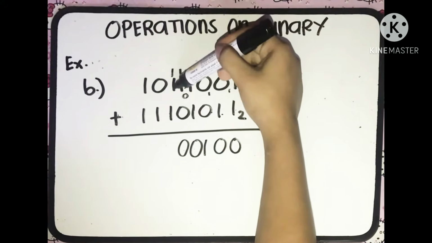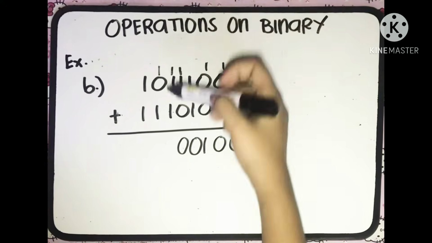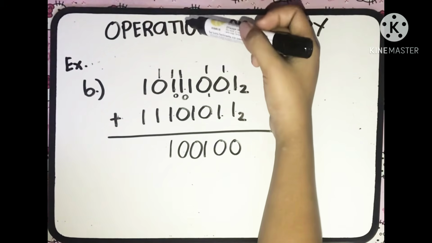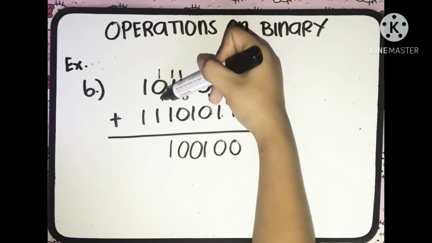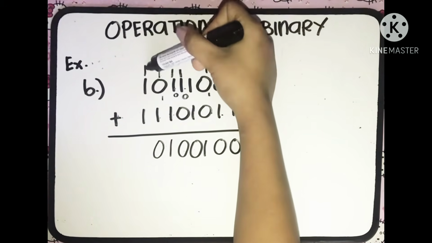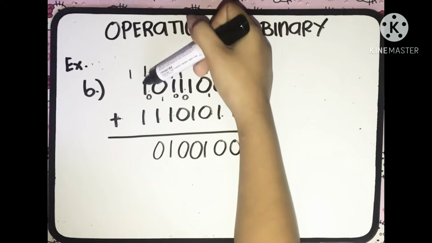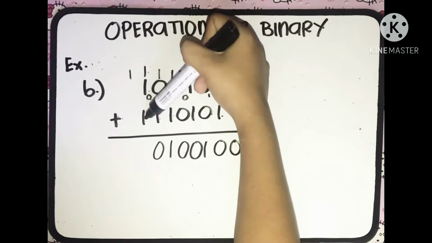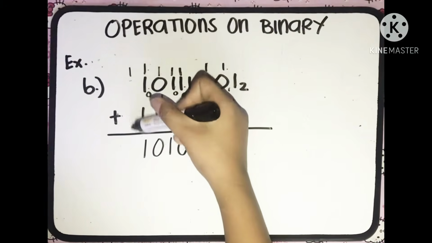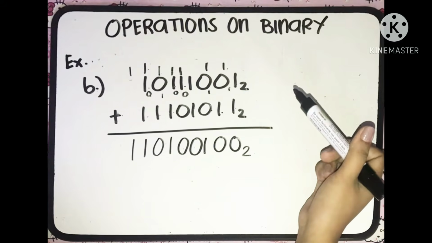Then, 1 plus 1 is equal to 0, carry 1. Then we have 0 plus 1, which is equal to 1. Then, 1 plus 0 is equal to 1. Then 1 plus 1 is equal to 0, carry 1. Then 1 plus 1 is equal to 0, carry 1. So just let it hang there. And then we have 0 plus 1, which is equal to 1. And then don't forget to bring down yung kineri natin kanina, which is 1. And then don't forget to write subscript 2.